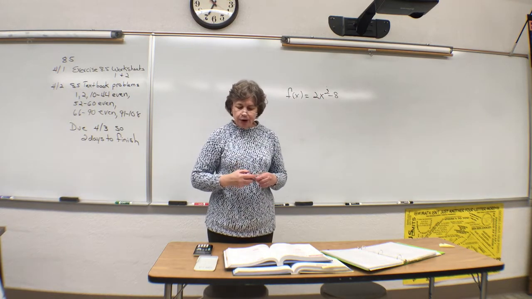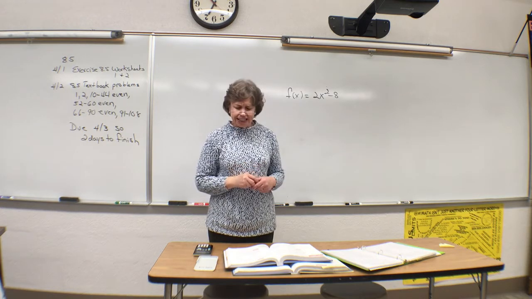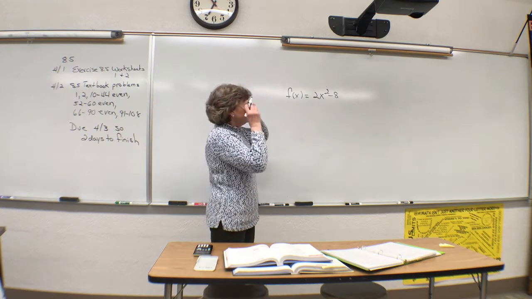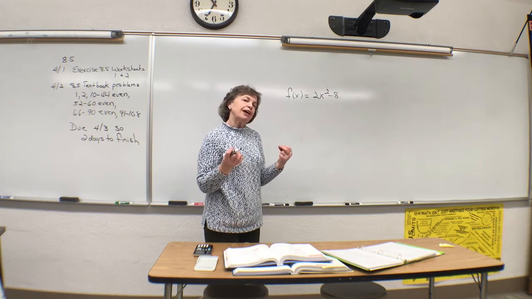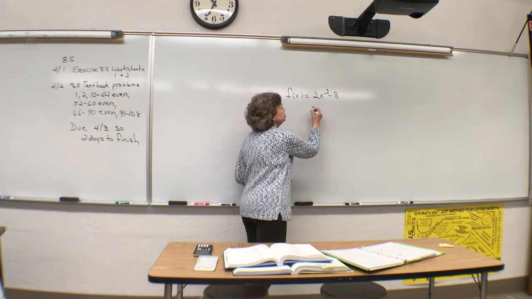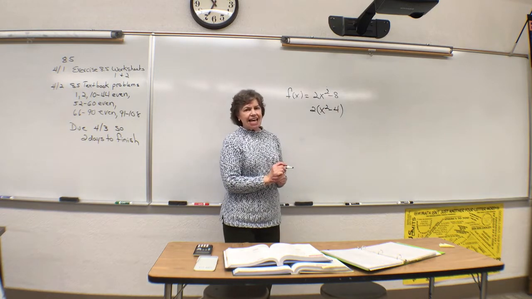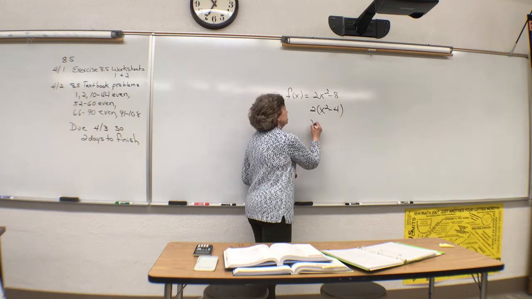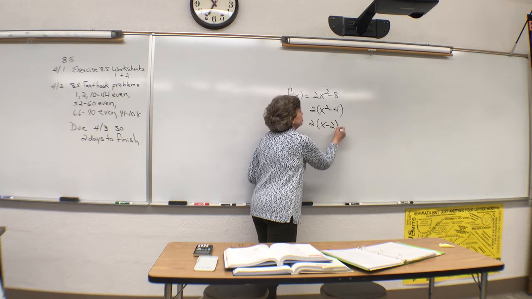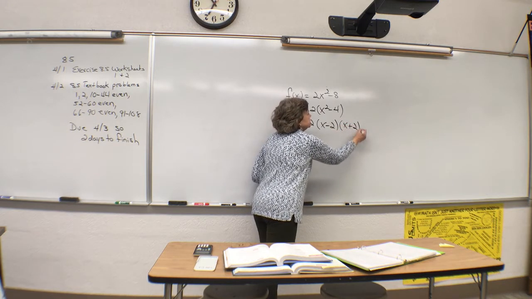It's not in this format, so we want to put it in this format. Intercept format means we're factoring. So I'm factoring out a 2, and I'm left with x squared minus 4. We recognize that as a difference of 2 squares. So 2 times x minus 2 and x plus 2.